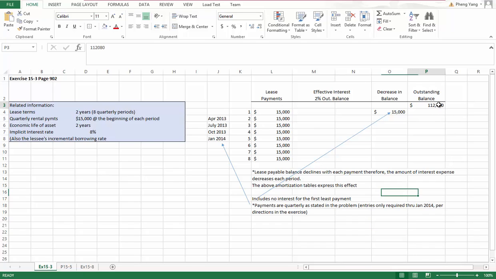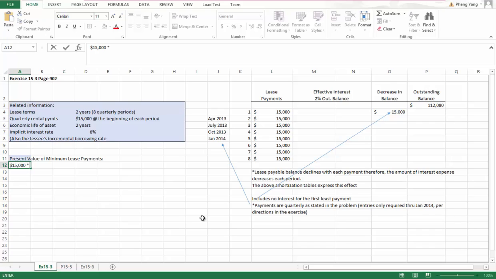They did give us the cost of the lease, which is $112,080, but we can also do it this way. Let's say they didn't give it to us, and this was missing. We can take the payments. This will be the present value of the minimum lease payments. They gave us the payments of $15,000.